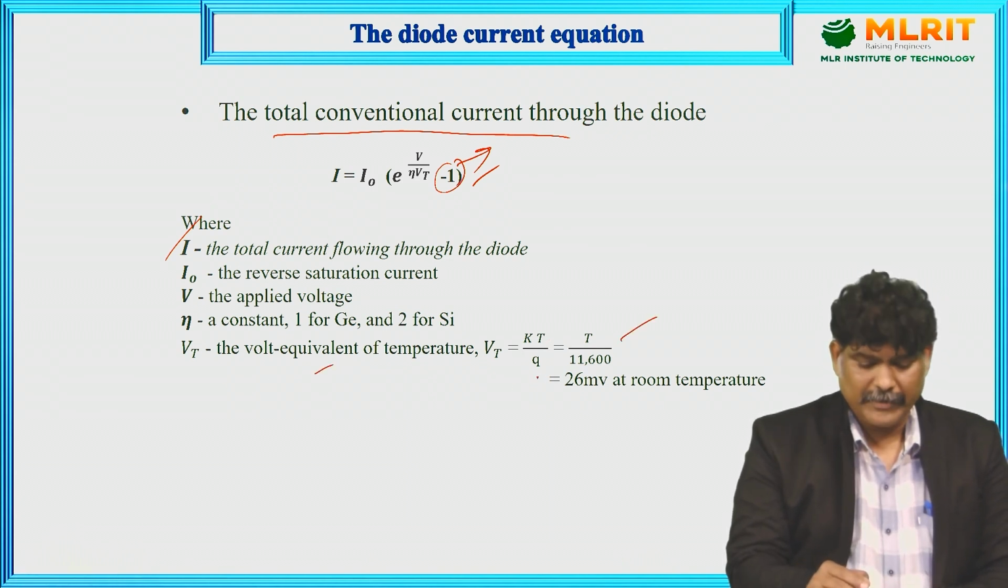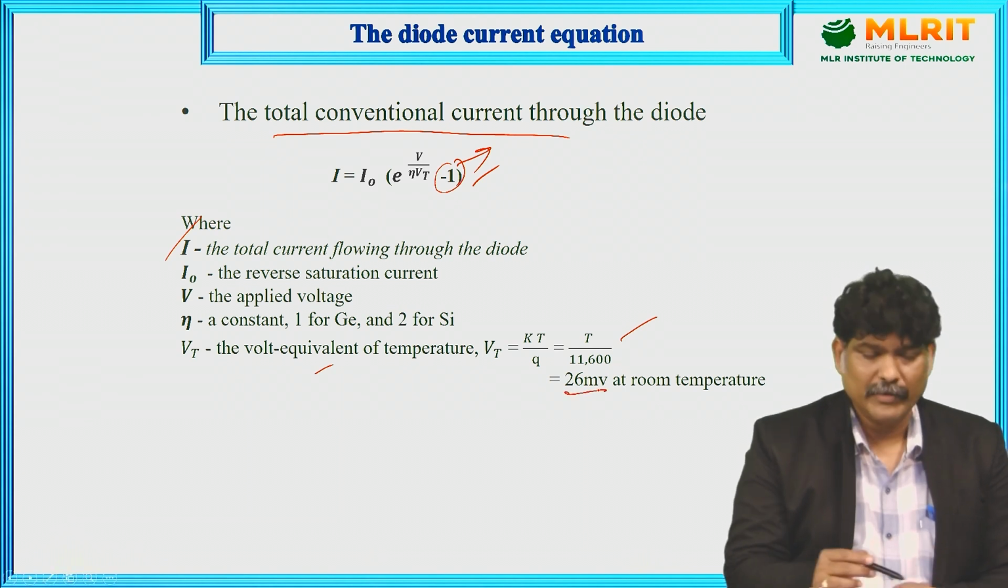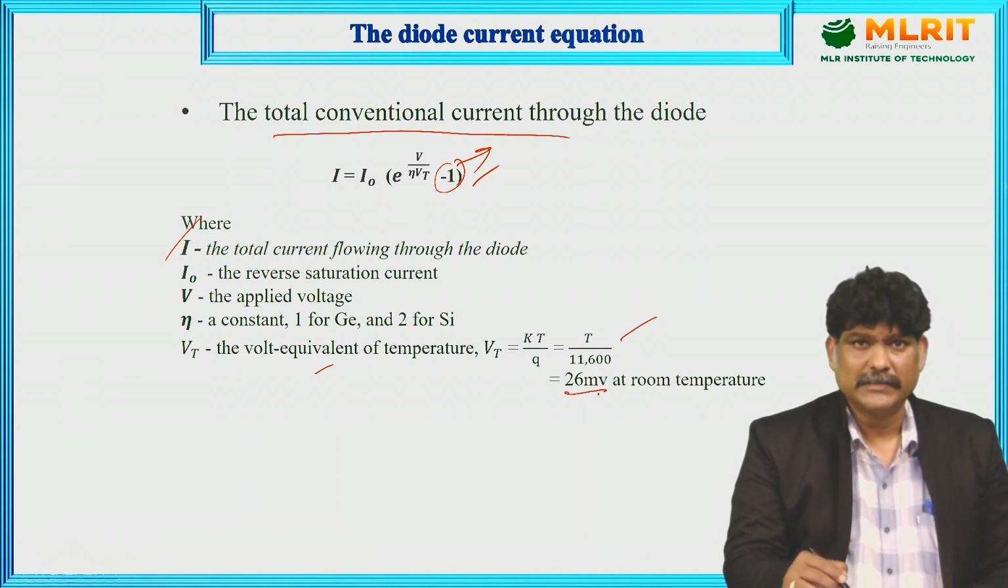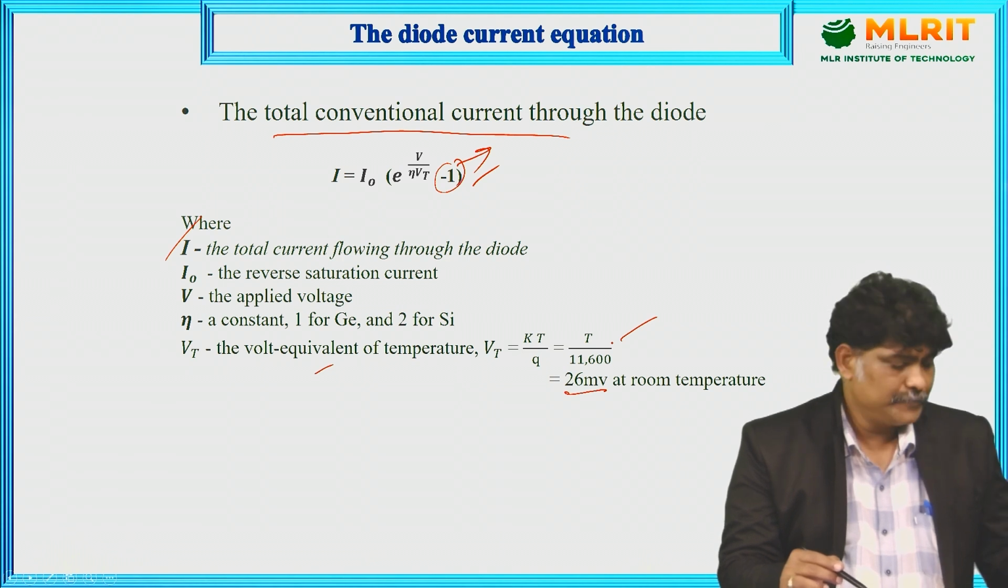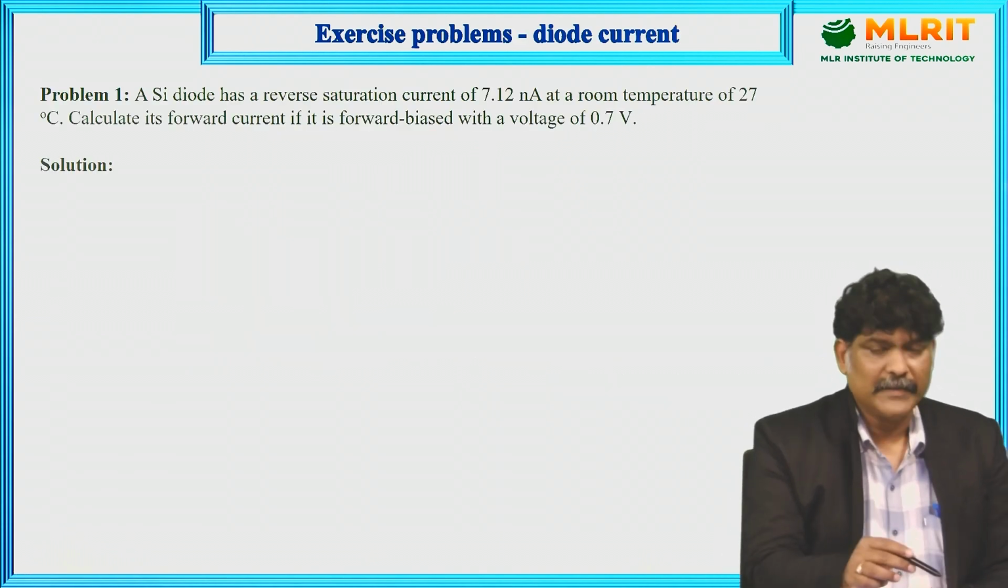Vt is kT by q, that is T by 11,600. At room temperature, it will be 26 millivolt. So all these are necessary for calculating the diode current equation. Let us start the first problem.